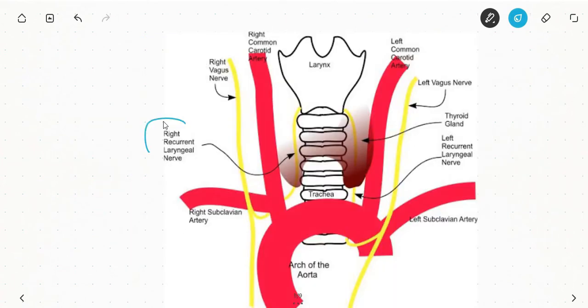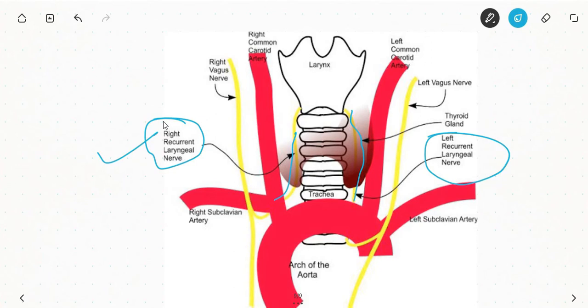So second is the recurrent laryngeal nerve. So this is the right recurrent laryngeal nerve and the left recurrent laryngeal nerve. The vagus nerve gives rise to the superior laryngeal nerve.